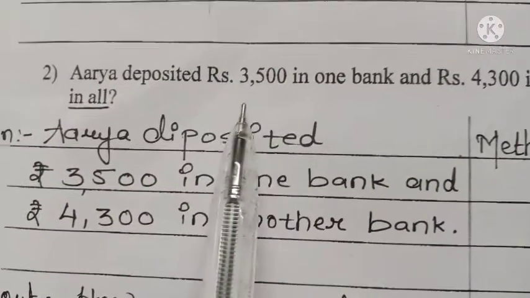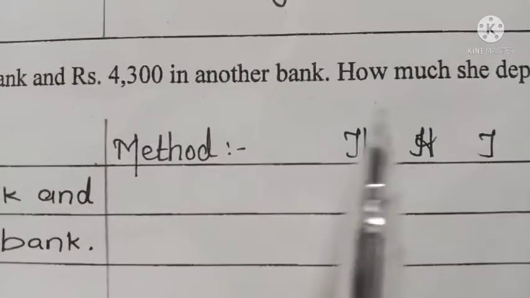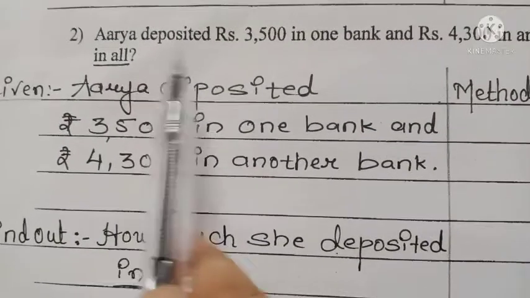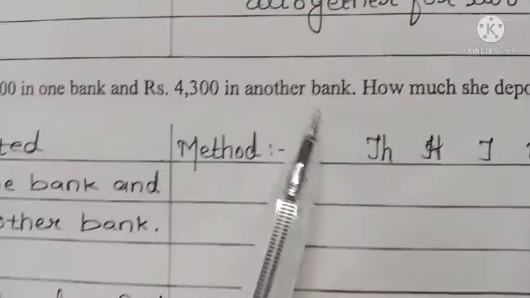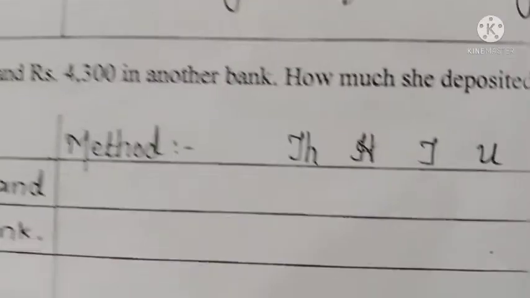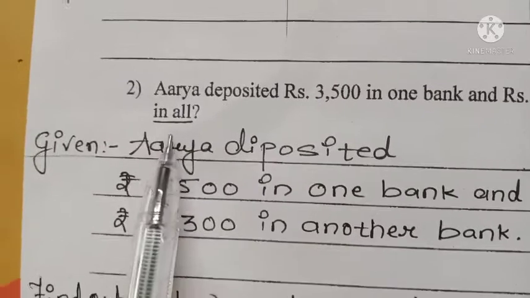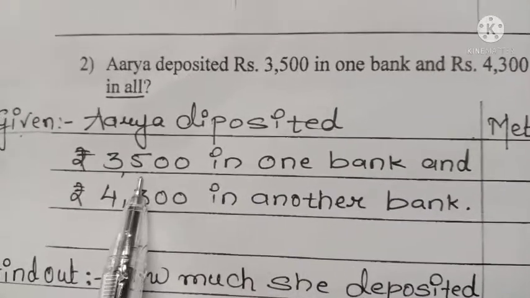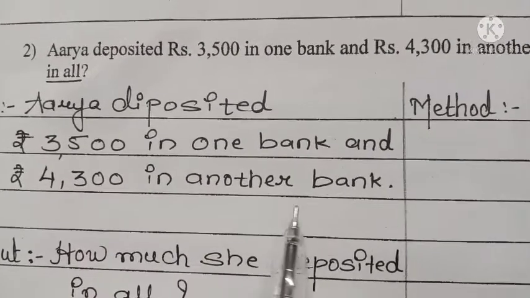Arya deposited rupees 3,500 in one bank and rupees 4,300 in another bank. How much she deposited in all? So students, see what is given here. Arya deposited rupees 3,500 in one bank and rupees 4,300 in another bank. Means in two banks she deposited the money. So how much she deposited in all? In all means what? Means total, we have to find out how much total amount she deposited in both the banks. So in given, what we'll write? Arya deposited rupees 3,500 in one bank and rupees 4,300 in another bank.